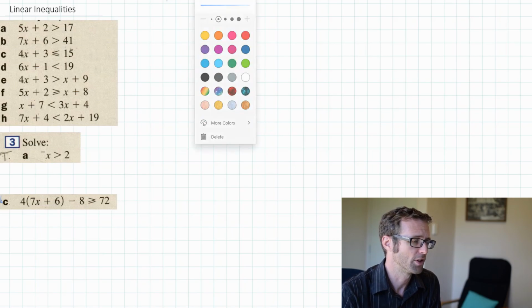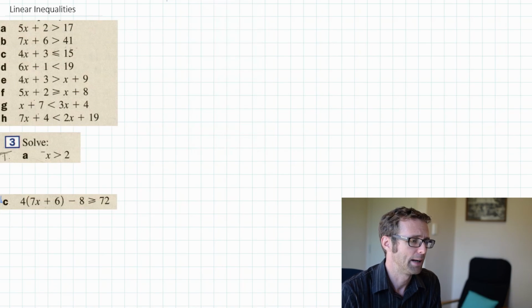So let's start off with this: 5x plus 2 is greater than 17. My first step for this one would be to pop the 2 across the other side. 5x is greater than 15. I've subtracted 2 from both sides. And now I'm going to divide both sides by 5, so x is greater than 3. So far so easy. Let's move on to b.